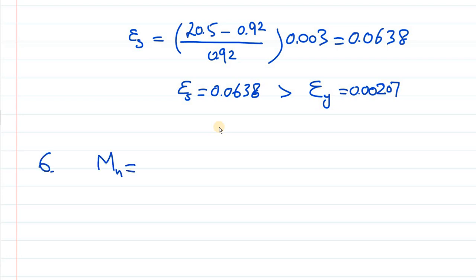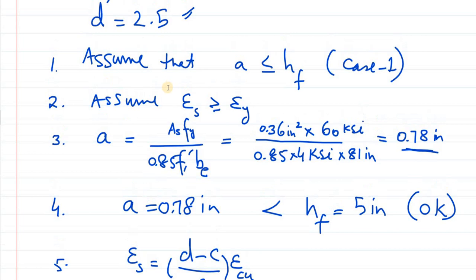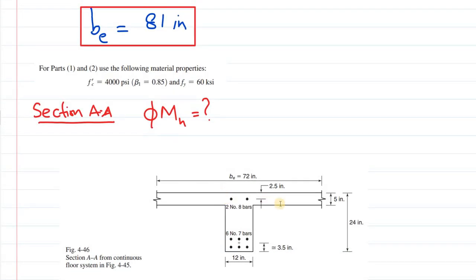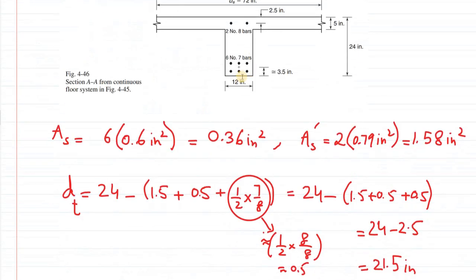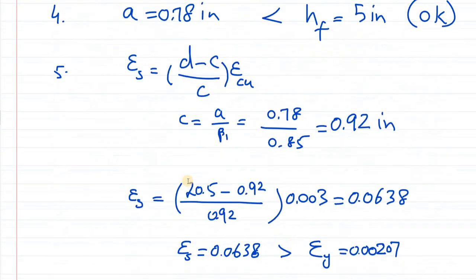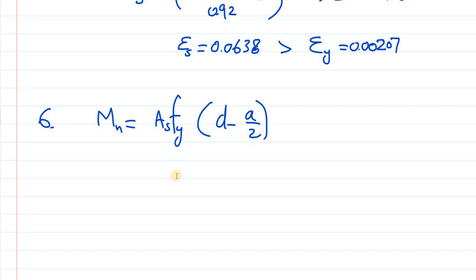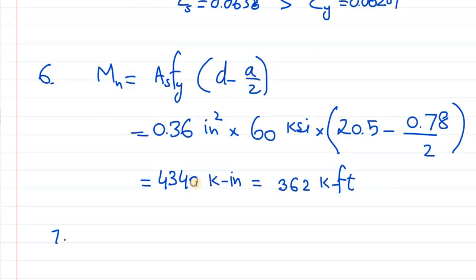Mn is now simply calculated by the equation for under-reinforced sections, which is As fy into d minus a by 2. In this case, since it was case 1, the compression zone has constant, uniform width. So it's the analysis process exactly similar to the process for rectangular cross section. So just put in the values. By putting the values, you get this answer in kip inch, and then you can convert it to kip feet. So 362 kip feet is the answer for Mn.